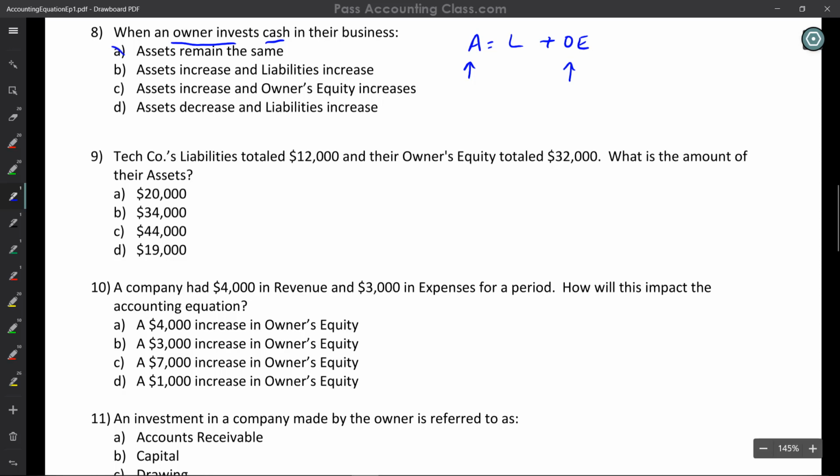So assets don't remain the same. Assets do increase, but liabilities don't increase. They stay the same. Assets increase and owner's equity increases. So the answer is C. Assets don't decrease and liabilities remain the same. So it's not D. So the answer there is C.